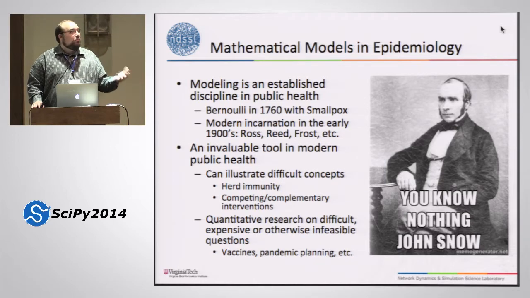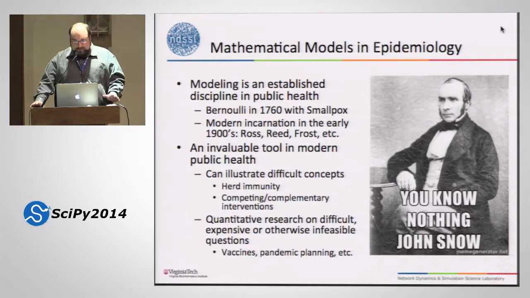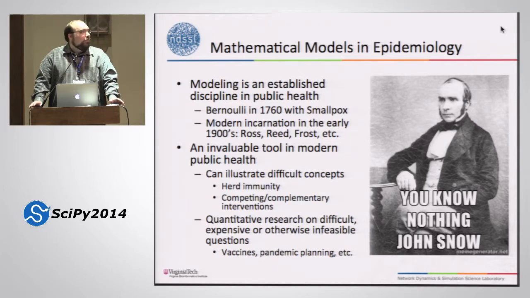What are the effects of those? Those can be looked at mathematically, where it's often very hard to do that statistically. And it allows us to do quantitative research on public health questions that are difficult, expensive, or otherwise infeasible. It's really hard to do studies on pandemics because they only come around once, and you can't ethically say, okay, if I give the entire city of Austin Ebola, what happens? The IRB will shut that down. You can, however, ask that mathematically and take a look at some possible interventions.